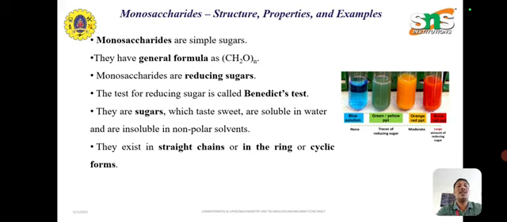The test for reducing sugar is called Benedict's test. They are sugars which taste sweet, are soluble in water and are insoluble in non-polar solvents. They exist in straight chains or in ring or cyclic forms. A blue color indicates that there is no reducing sugar. A green or yellow precipitate indicates traces of reducing sugar. An orange-red precipitate indicates a moderate amount, and a brick red precipitate indicates a large amount.